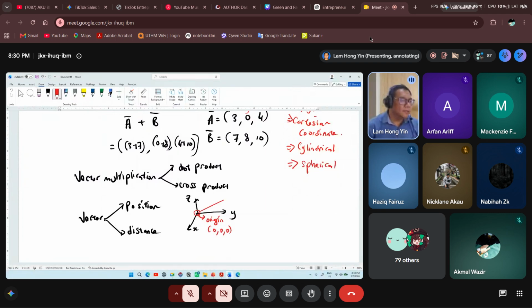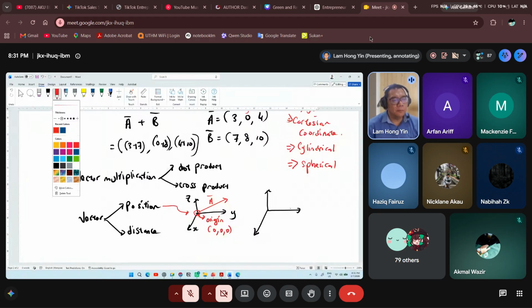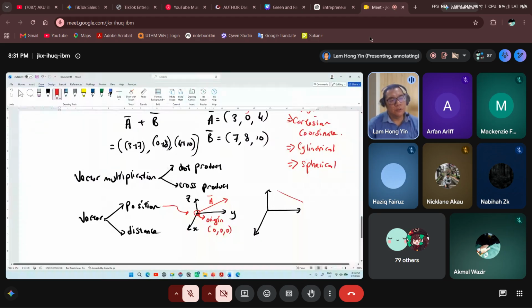So if I have a vector A, for example, this is my vector A. My vector starts from the origin, right? This is what we call a position vector. Besides the position vector, we also have the distance vector. What we mean by the distance vector in this case is a vector which does not start from the origin.